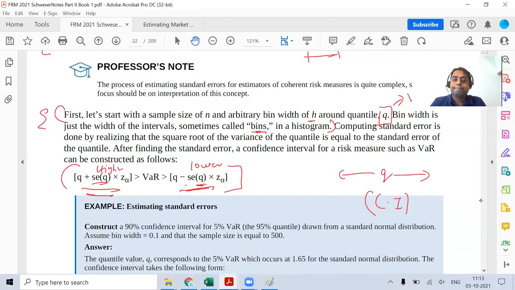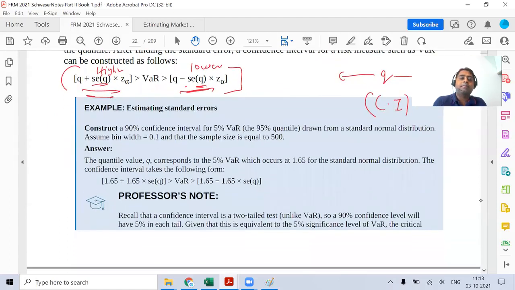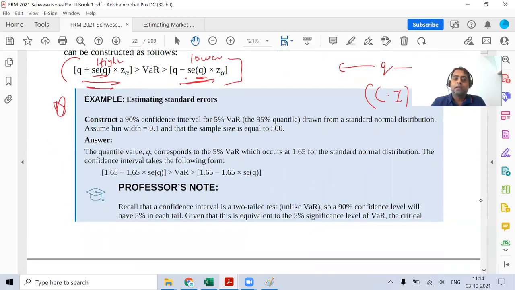So let us go to this example, marked as star. Generally, I have not seen exams asking this question, primarily because it is slightly lengthy and you have to remember the formula of finding standard error. That is one of the reasons. Now, what they're trying to find is they have a 5% VaR, and they're finding a 90% confidence interval right next to VaR.